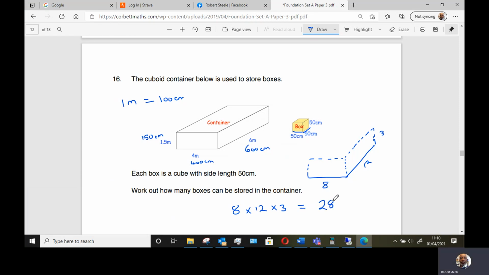There you go. You can fit 288 boxes into that container. And we didn't have to work out that volume, and we didn't have to work out that volume.